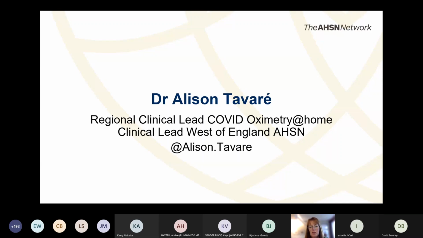So as a bit of background, I'm a GP, but I'm also regional clinical lead for COVID oximetry at home. But alongside this, I'm a clinical lead at the West of England AHSN, and for some years we've been collaborating with our care home colleagues to support the rollout of Restore 2. And again, as part of that, we've worked with Wessex AHSN and West Hants CCG to develop some videos to support this work. And we've had over 200,000 views. So if you haven't seen them, I know that Joe can put a link into the chat. Next slide, please.